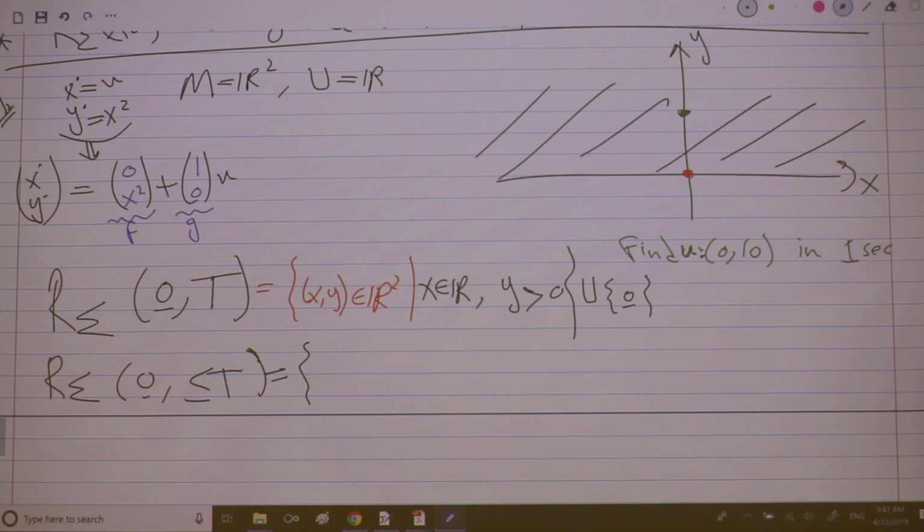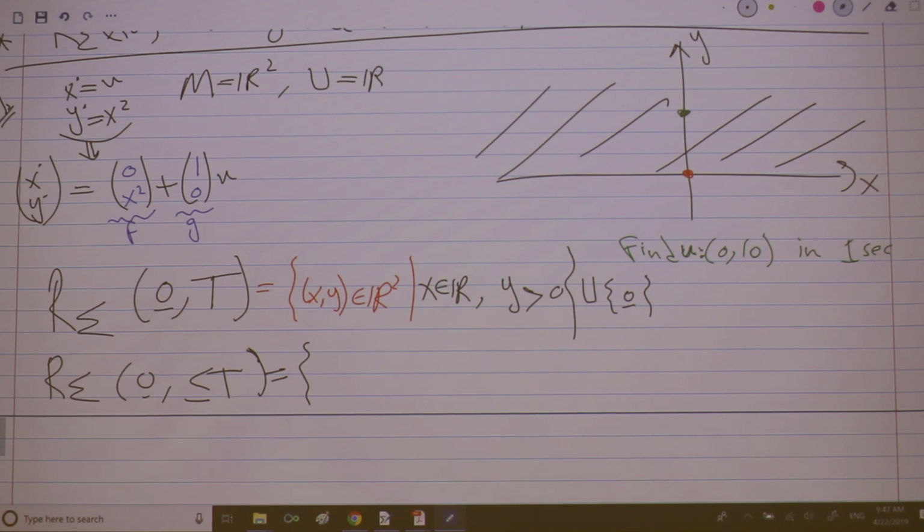So this set, which is the upper half without the x-axis, upper half plus the origin, this is the set that you have in, say, 3 seconds. And this is the set that you have also for 2 seconds. T here is general, right? And this is the set that you have for 1 second. Okay, get all these guys and make union out of that.